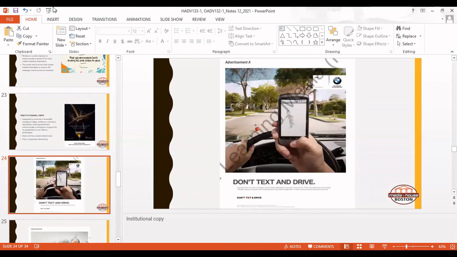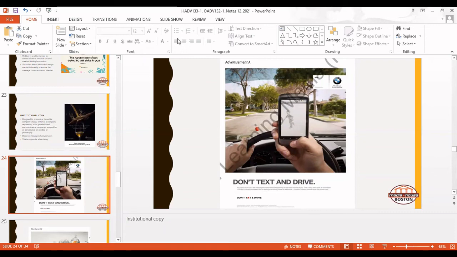Zenzo, what copy is this? What do you think? Sorry, so please just repeat again. Oh, I'm saying that don't text and drive. Beware of texting and driving. What do you think of this copy? It's an institutional copy. Why do you say so?